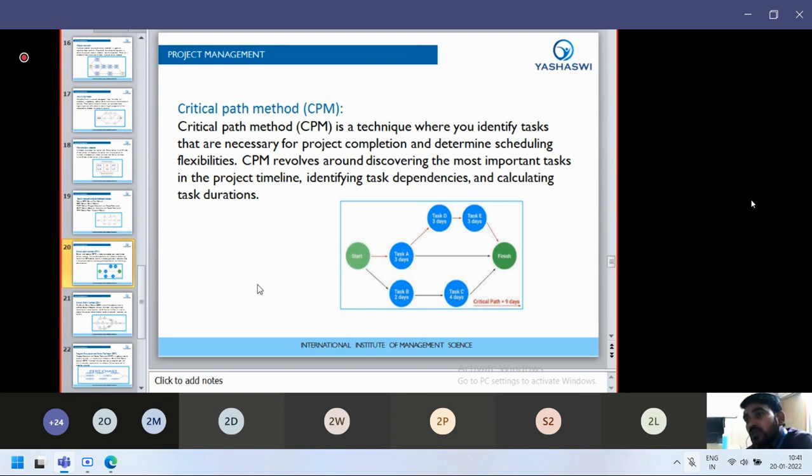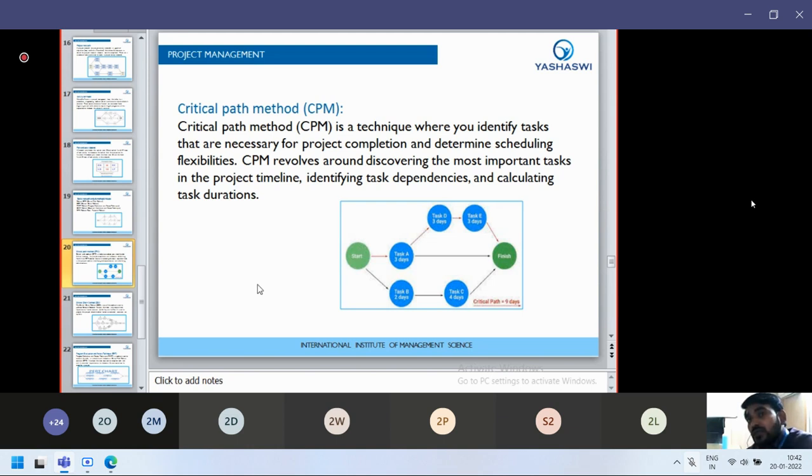From the start point to the finish point, task A requires 3 days, task B 2 days, task C 4 days, task D 3 days, and task E 3 days. We have to add all of this up to see how many days are required for completion of the whole process. Task A requires 3 days, task B requires 2 days, because the tasks are different. That's why some require 3 days, some of the processes require 2 days, and some require 4 days.